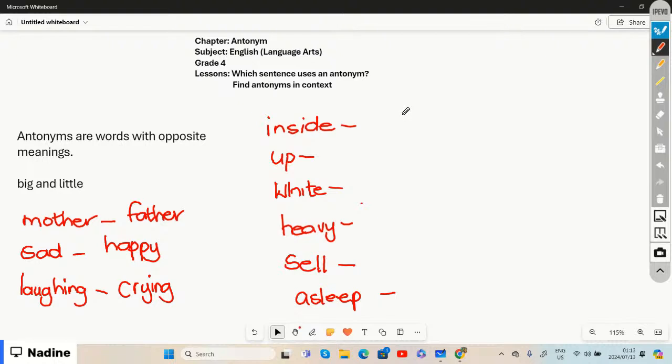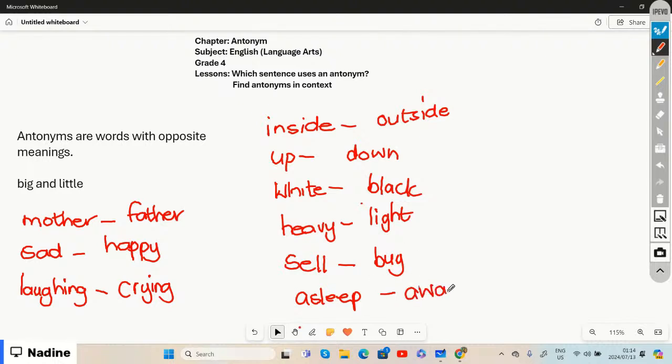Yes, so inside, the opposite is outside. Yes, well done. Up, the opposite is down. Well done. We have black. Beautiful. Opposite of white is black. Heavy. The opposite of heavy is light. Sell. The opposite of sell is to buy something. And asleep. The opposite of asleep is awake. Yes, well done. So these are a few examples of antonyms.